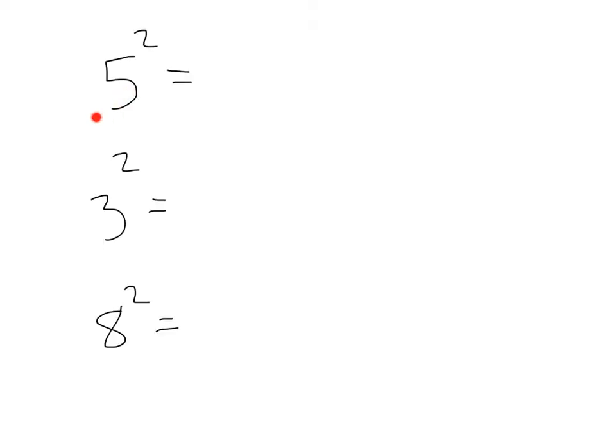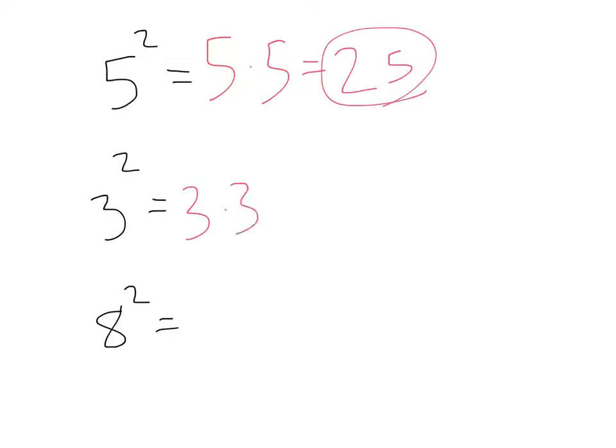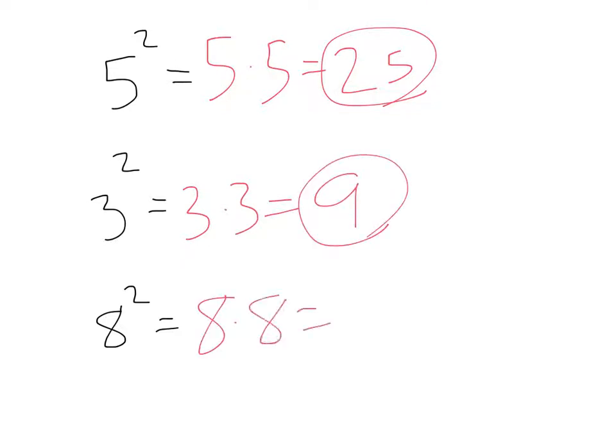Now whenever we have a number squared, we're just multiplying it by itself. So 5 squared is going to equal 5 times 5, or 25. 3 squared is 3 times 3, or 9. 8 squared, again, 8 times 8, or 64.